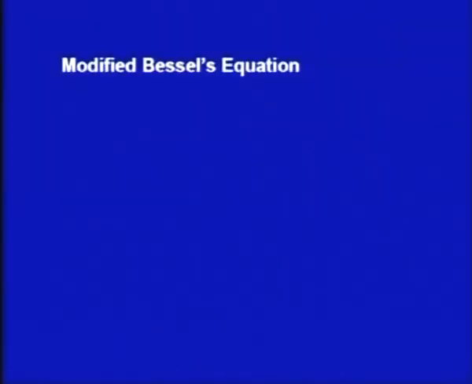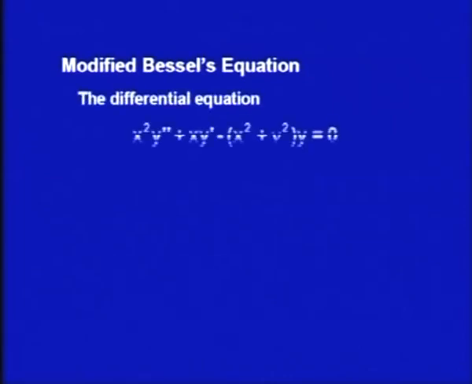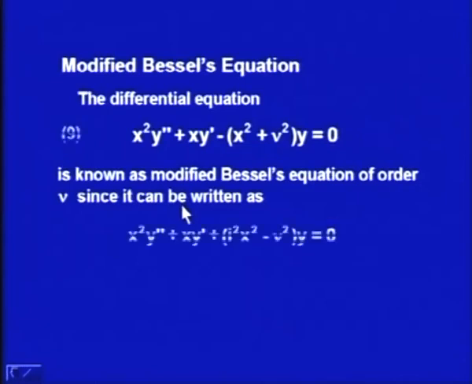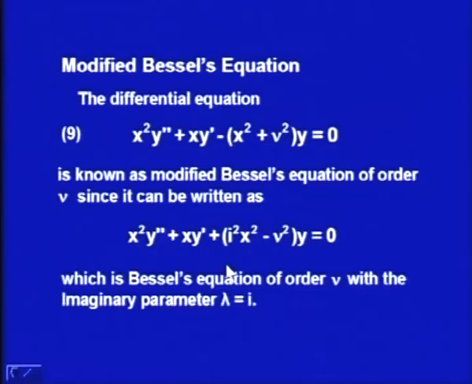Now, we shall study a modification of Bessel's equation. The differential equation x square y double dash plus x y dash minus (x square plus nu square) y equal to 0 is called the modified Bessel's equation of order nu, because we may write it as x square y double dash plus x y dash plus (i square x square minus nu square) y equal to 0, where i is the iota, square root of minus 1. And we know that this is Bessel's equation of order nu with the imaginary parameter lambda equal to i.